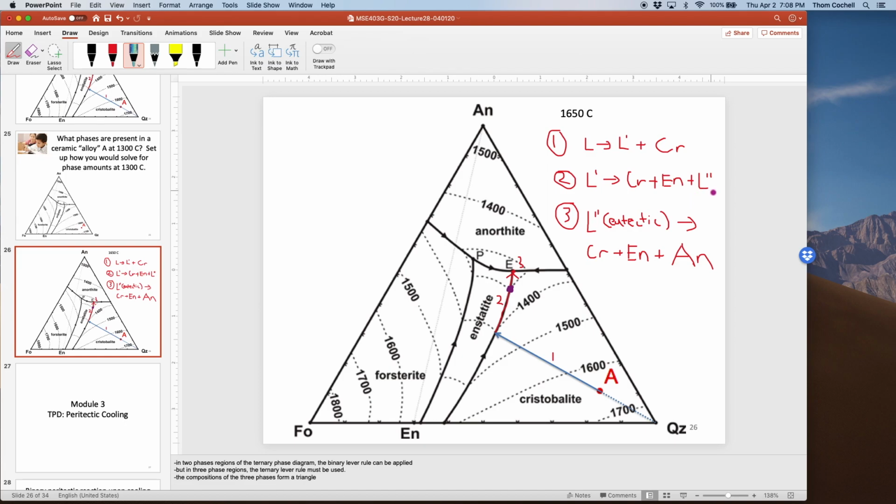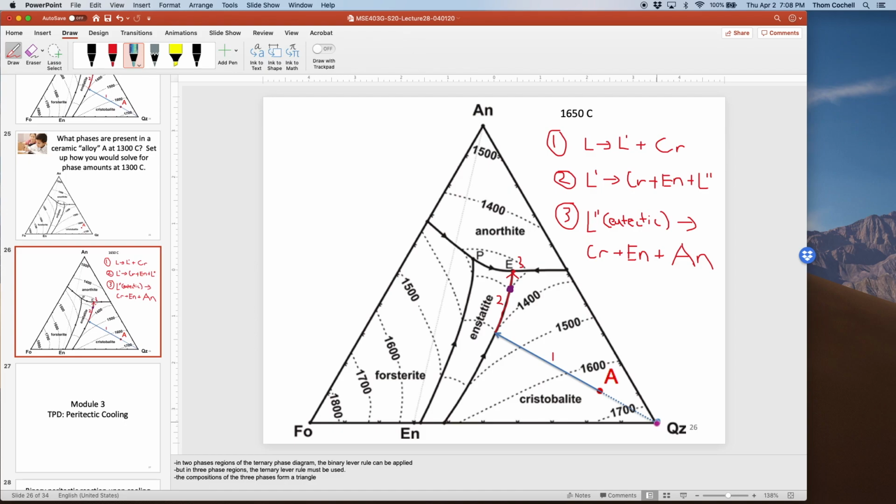Right? So we have 3 phases, and so we're going to need to do the ternary phase rule, right? And so with that, we're going to have to know 3 compositions. The composition of the liquid, and that's what we get from the path. So basically the point on our crystallization path is our liquid composition. And then we need to know the composition of the 2 solid phases. And so En is right here. This is where En shows up. And then quartz, or QZ, is cristobalite. And so those are our 3 compositions.